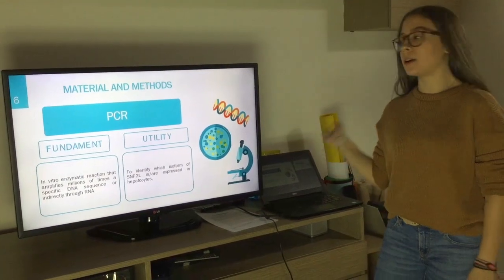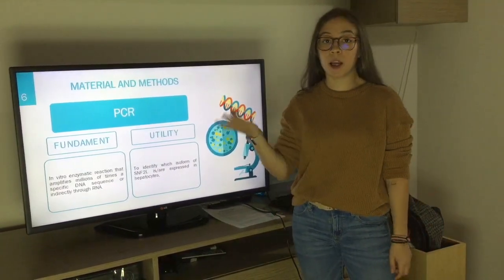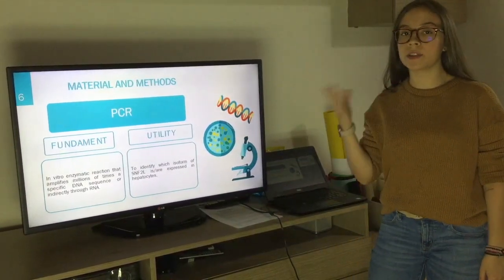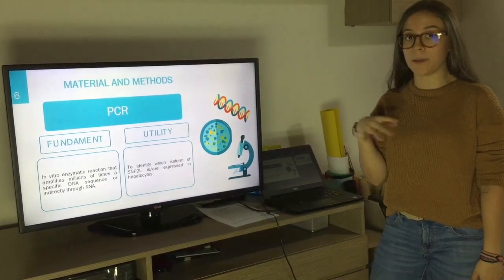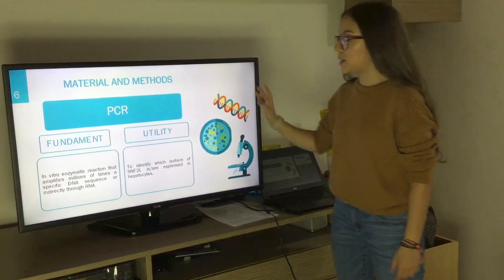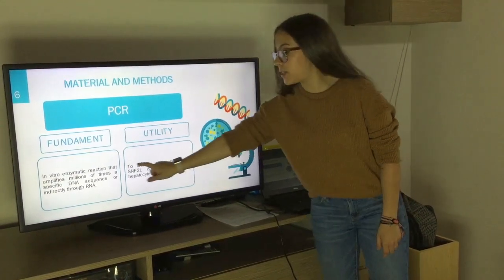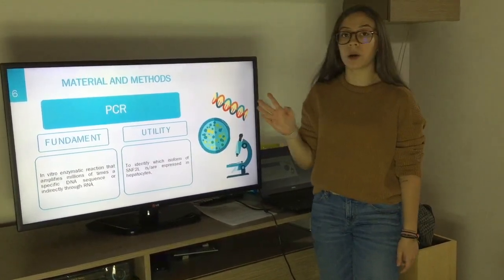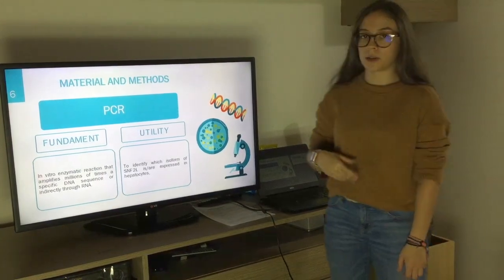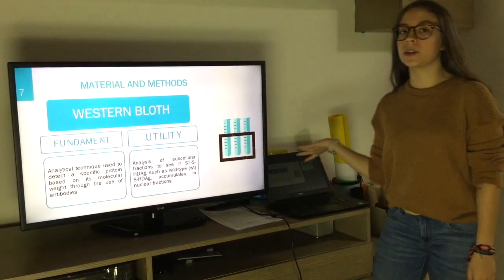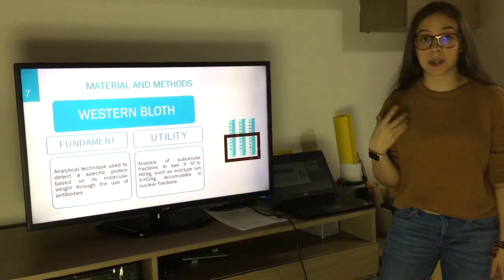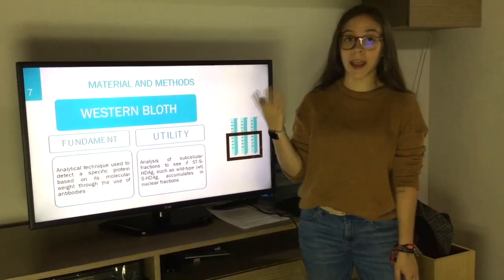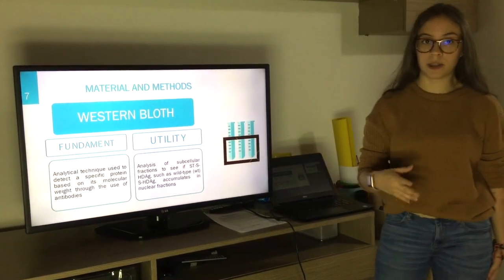Okay, so the PCR is an in vitro enzymatic reaction that amplifies millions of times a specific DNA sequence, or indirectly through the RNA. In this case, they use it to identify which isoform of this molecule is expressed in the podocytes. Then they used the Western blot, which is an analytical technique used to detect a specific protein based on its molecular weight through the use of antibodies.